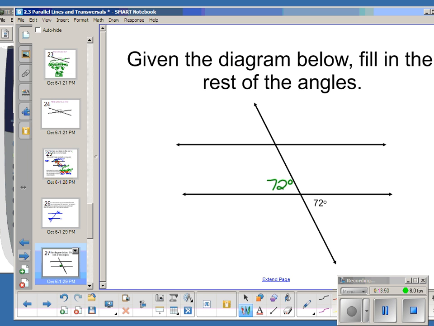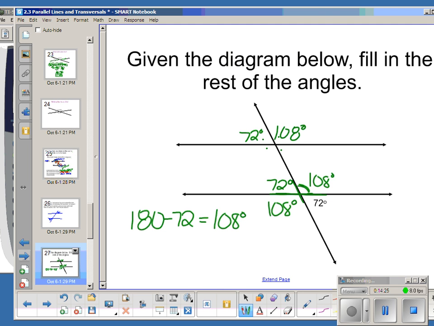And now I'm stuck. So I see that these two are linear pairs. So this angle right here and 72 have to add to 180. So 180 subtract 72 leaves me with 108. So this angle right here has to be 108. And that means since these angles are vertical, that one also has to be 108. And all of these angles right here correspond with the four up here. So I can just copy 72 degrees, 108 degrees, 108 degrees, and 72 degrees, just by transferring them all up because they're corresponding.